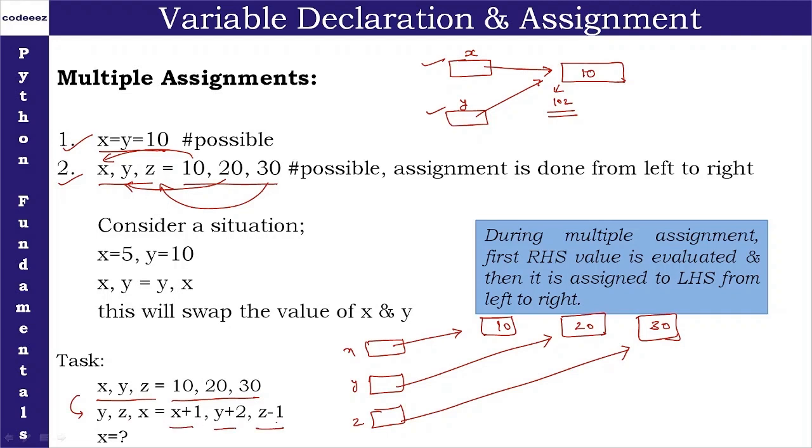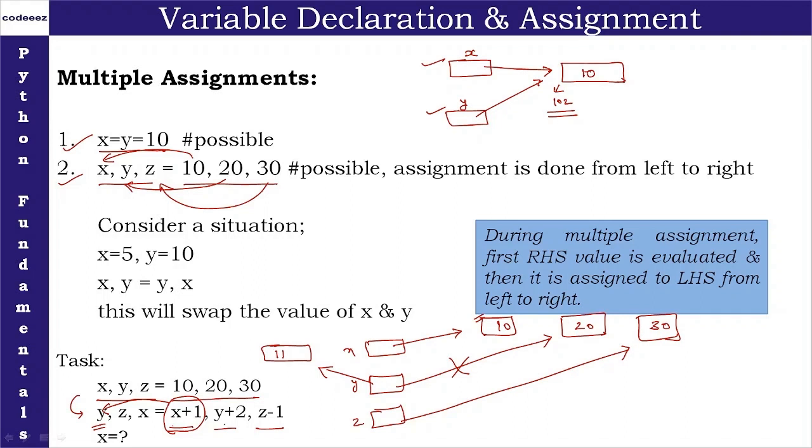As I told, the assignment will take place from left to right. So first this x plus 1 will be evaluated and will be assigned to y. Now what is the current value of x? The current value of x is 10. 10 plus 1 will give you 11, and this 11 is assigned to y. Now y will start pointing to a new location which has the value 11. Right? Now the old link will be cancelled and a new link will be created, pointing to a new location that has the value 11.